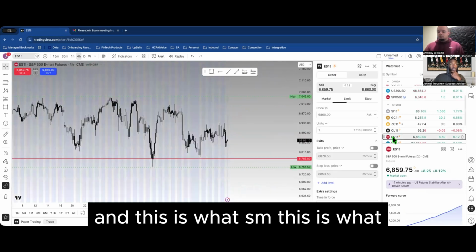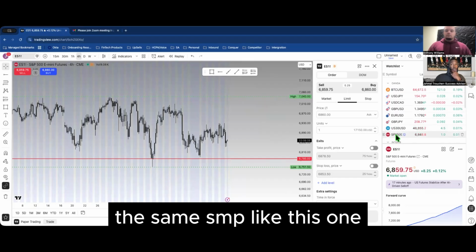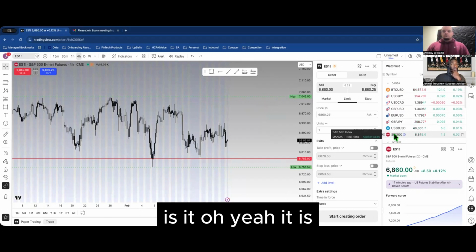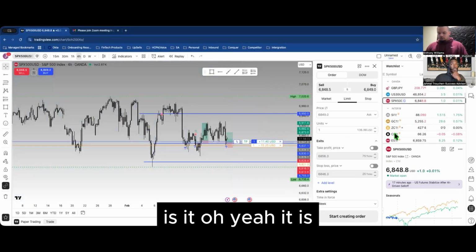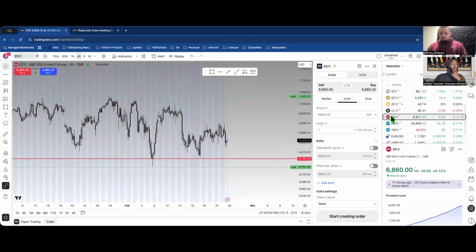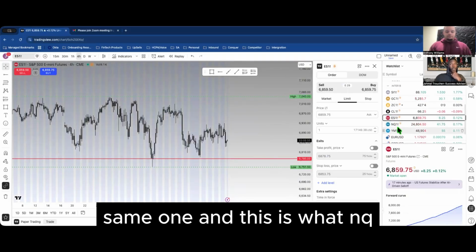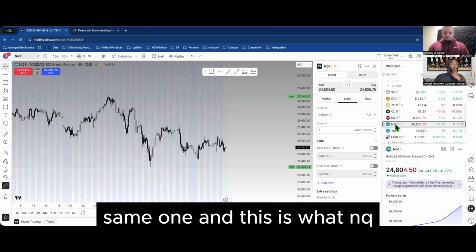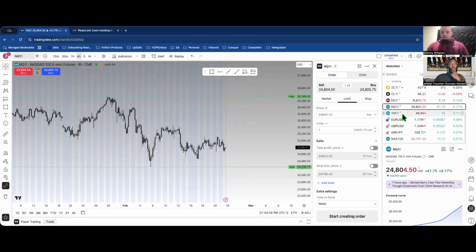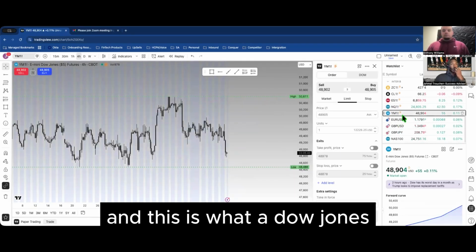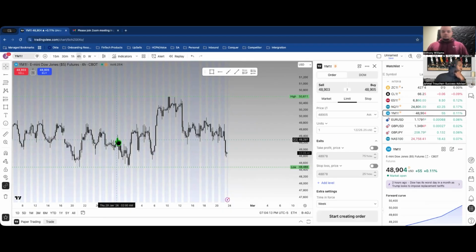And see, this is the same S&P, this one. Is it? Oh yeah, it is. Same one, and this is NQ. This one has 100, and this is the Dow Jones.